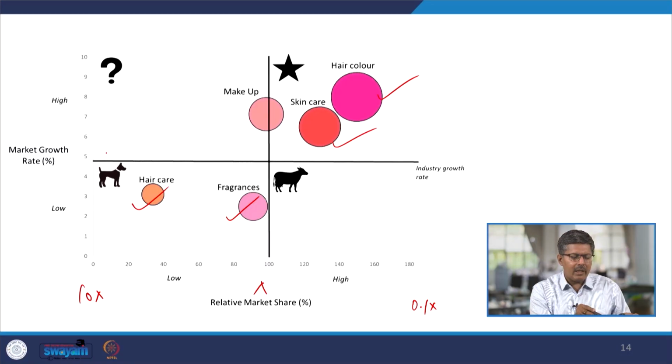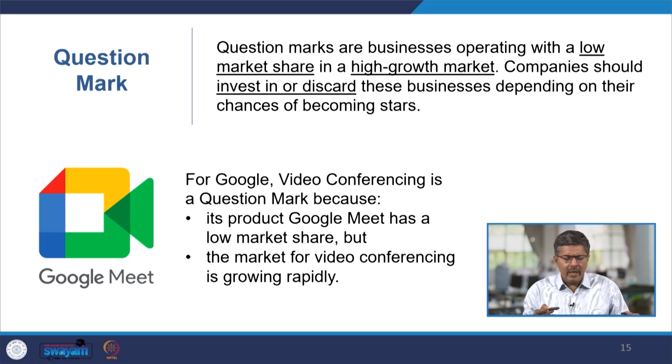Okay. Now, when you talk about the question mark, what is a question mark? Let us see here. This one is the question mark. Relative market share is low, but market growth rate is high. So the market growth is high, but my market share is low. Why? Maybe I am new to the business. So, question marks are businesses operating with a low market share in a high growth market. Companies should invest in or discard this business depending on their chances of becoming stars.